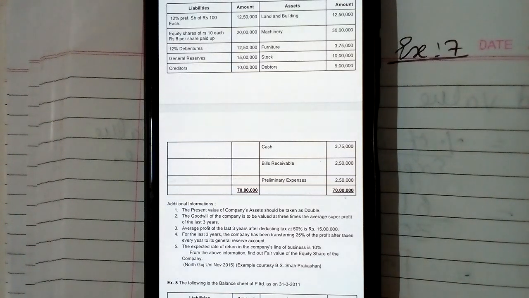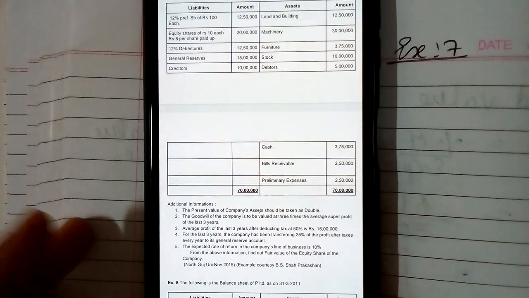Goodwill of the company is to be valued at 3 times the average super profit of the last 3 years. Average profit of the last 3 years after deducting tax is 15 lakhs. For the last 3 years, the company has been transferring 25% of the profit after tax every year to its general reserve account. The expected rate of return in the company's line of business is 10%. From the above information, find out the fair value of the equity share of the company. Example courtesy of B.S. Shah Prakashan, right? So this is the example.